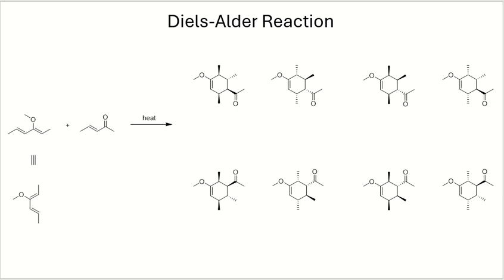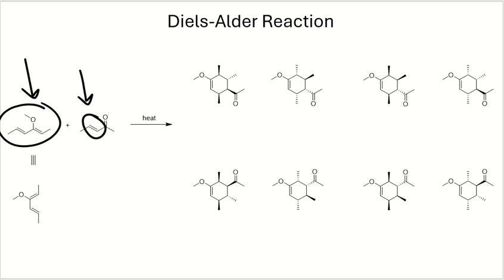So looking at a general Diels Alder reaction, you need a diene, a conjugated diene, and you need a dienophile, which is just an alkene. It works best when your diene has an electron donating group and your dienophile has an electron withdrawing group. Make sure you're familiar with what groups are withdrawing and what groups are donating.